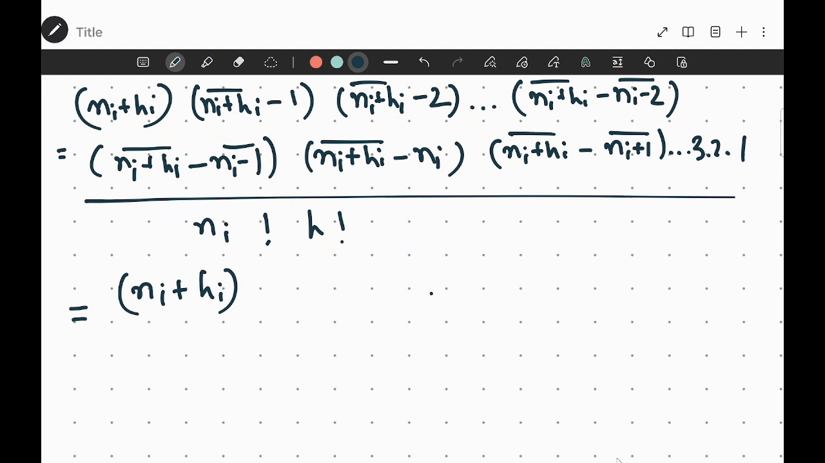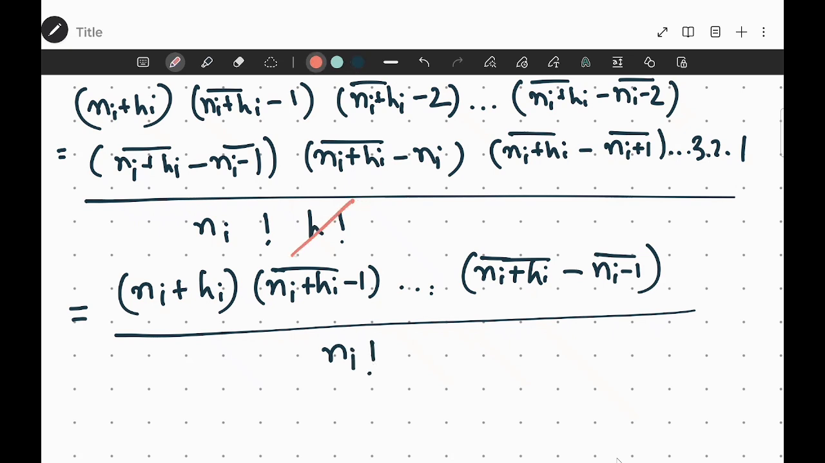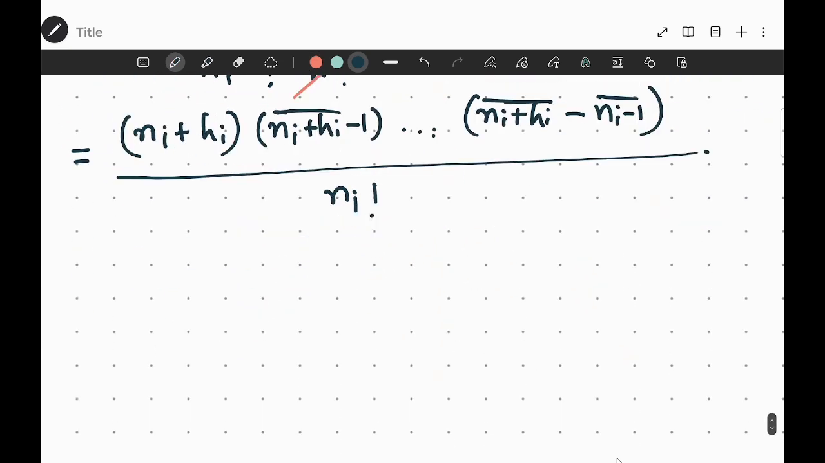Ni plus Hi, Ni plus Hi minus 1, dot dot dot, Ni plus Hi minus (Ni minus 1). Up to this will remain, divided by n factorial. The rest of the part will be the same as Hi factorial. You can do it in terms of n factorial as well. Then it will be Hi minus 1. Both you can do. Okay, so that can be done.